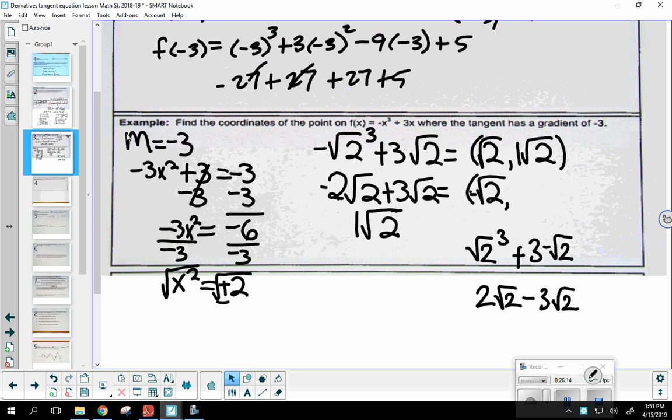And again, think of it in terms of a variable. What would 2x minus 3x yield? Minus 3x would give me what? Negative 1. Okay. All right. Negative 1 square root of 2. There we go.